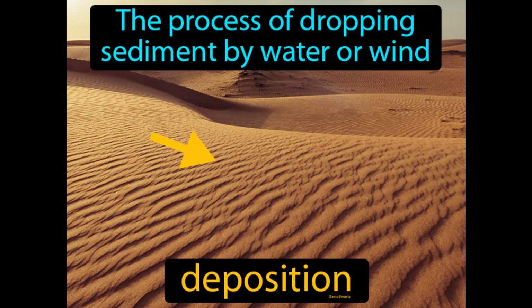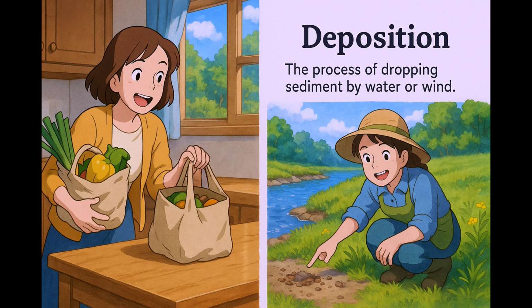The process of dropping sediment by water or wind: deposition. It is when particles carried by wind or water settle and accumulate in a new location. Imagine coming home with your hands full of groceries, and as you walk through the door, you automatically drop the bags on the counter. This is similar to how water or wind, after carrying sediment over a distance, comes to a stop and drops it in a new location.